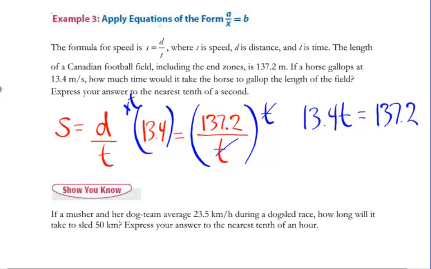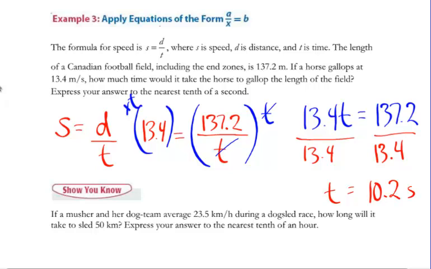Okay, so now we're back to our one-step algebraic equations. So we have 13.4t, well that's times t, so we're going to divide to get rid of that 13.4. And to maintain the equality, we're going to divide the other side by 13.4. And we end up with t equals 10.2 seconds. Remember that it asks us to round to the nearest tenth of a second.